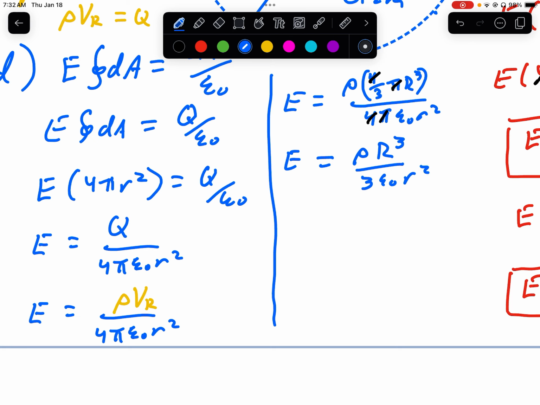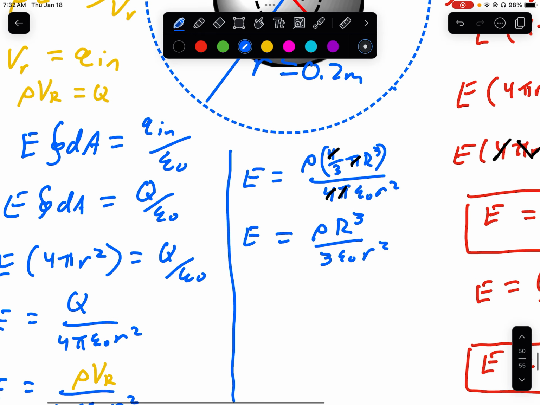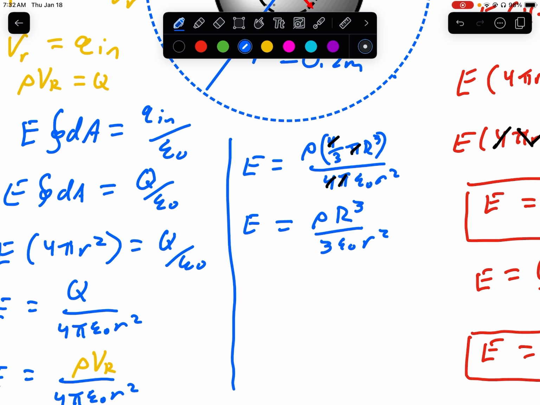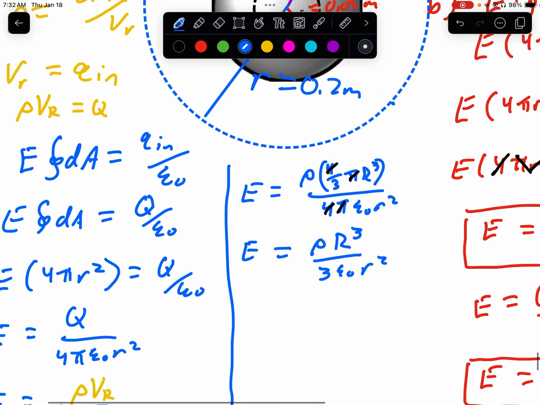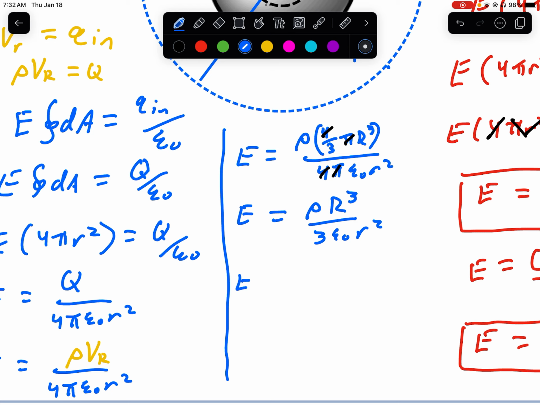So for that relationship, all the values are now known. The rho is known, the size of the sphere is 0.1, epsilon naught is just a constant, and the radius is at 0.2 meters. So it's just plug and chug. Let's go ahead and solve for this. By the way, this is the value for the electric field anywhere outside the sphere.